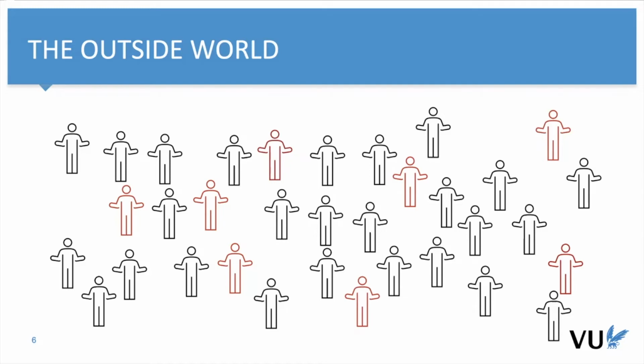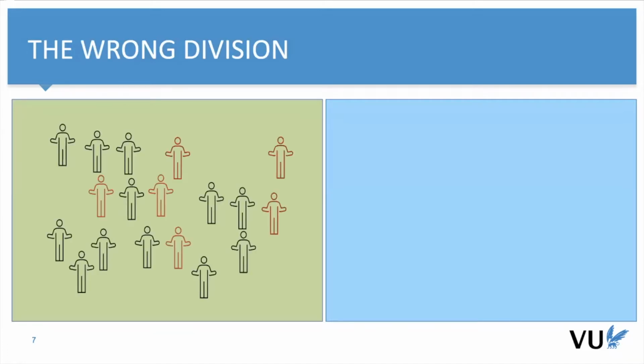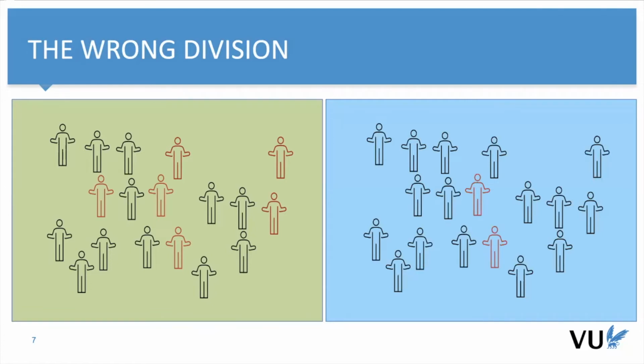So let us look at two situations. The first situation is a wrong division. If we have in the green the exposed group and in the blue the non-exposed group, then we can see that in the exposed group there are more people with an inherent risk of cardiovascular disease compared to the non-exposed group. In other words, the baseline risk, the underlying risk of cardiovascular disease in the population is not equally divided over the exposed and non-exposed group.